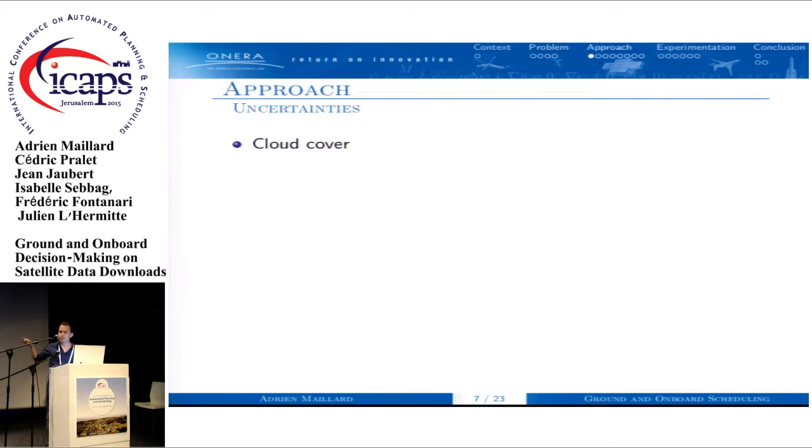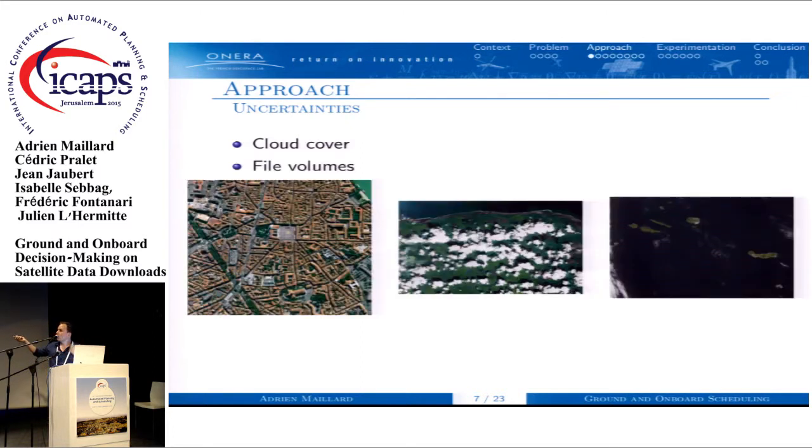So the uncertainties: the cloud cover. We cannot say exactly beforehand if a cloud will be on top of the objective. When we are observing something, we have an objective, maybe a city, and maybe there will be a cloud. And because the compression algorithm works with the clouds, as we will see, it will affect the file volumes.